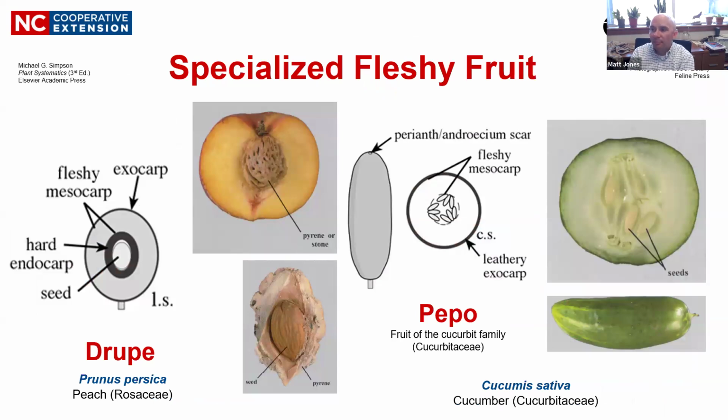A specialized type of berry is called a drupe, and as we alluded to before, a drupe is when one of the layers of the fruit wall becomes hard and surrounds the seed. So the pit of a peach or a plum is actually part of the fruit wall, and inside the pit is the actual seed. Pepos are the fleshy fruits of the cucurbit family, like cucumber, and it just means it's a berry with a really thick and leathery outer fruit wall layer.